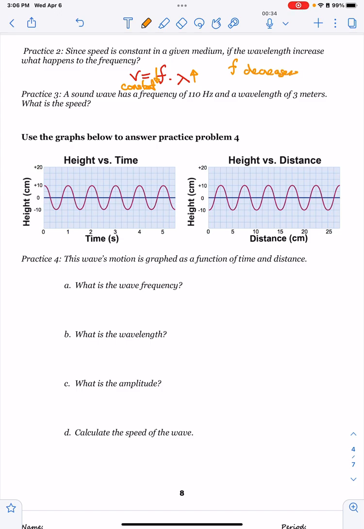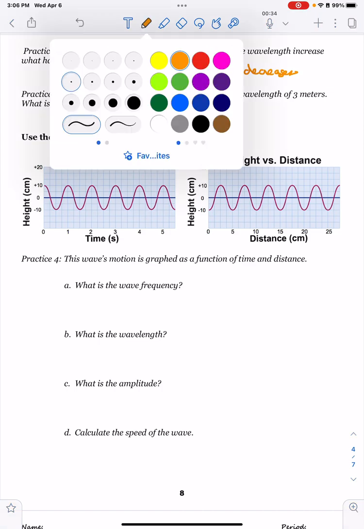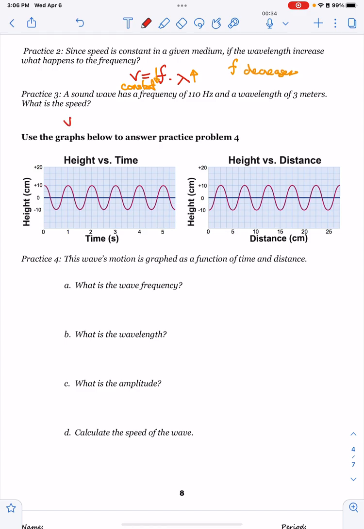Practice 3. A sound wave has a frequency of 110 hertz and a wavelength of 3 meters. What is the speed? Velocity equals the frequency times the wavelength, which is 110 hertz times 3 meters. So the velocity is 330 meters per second.